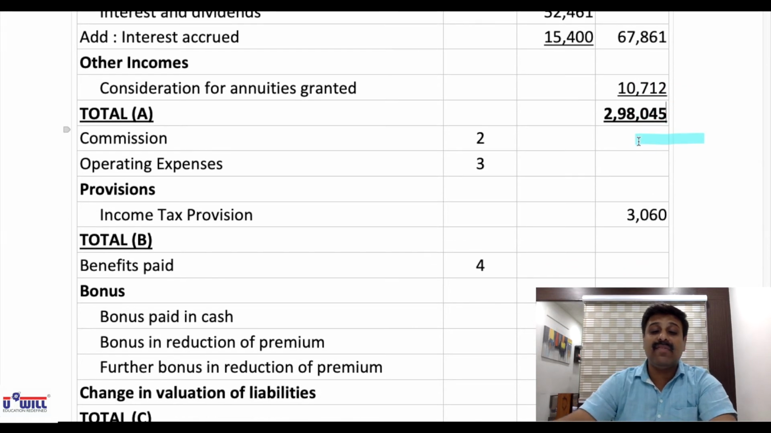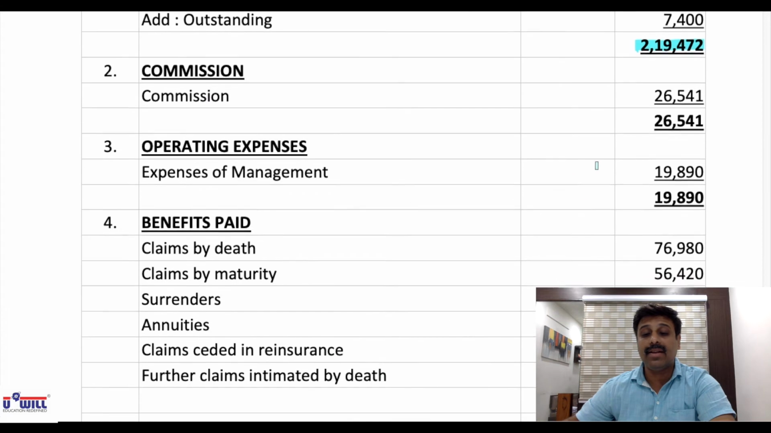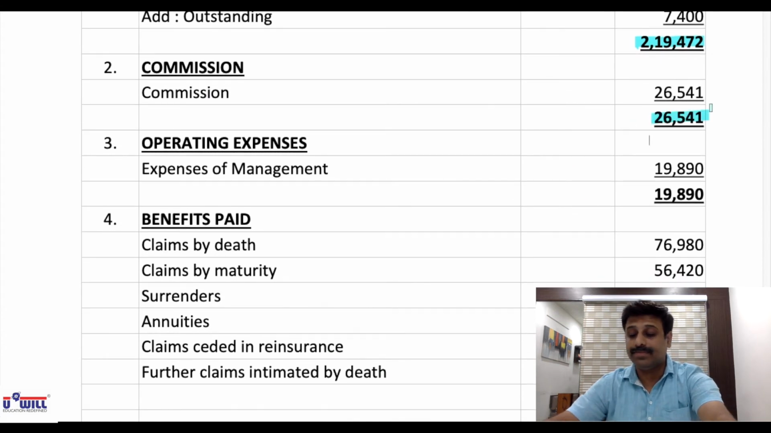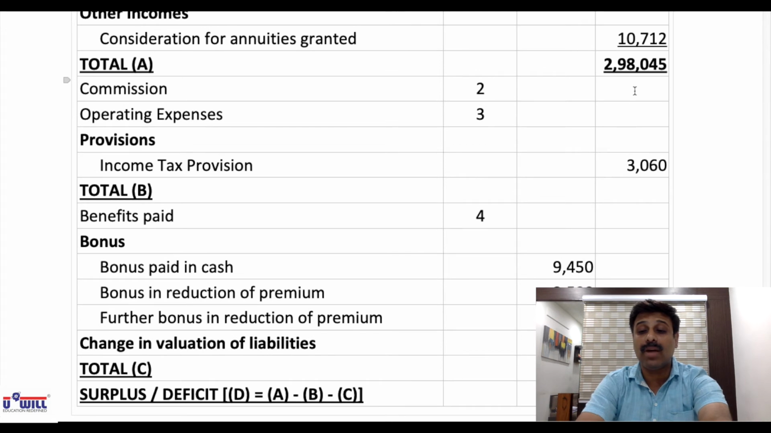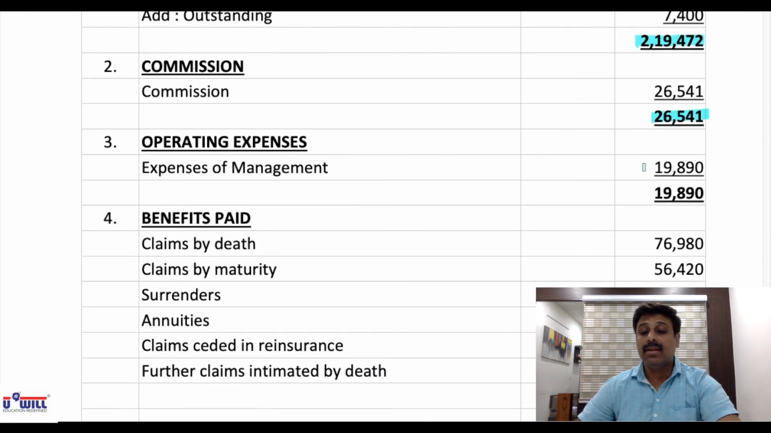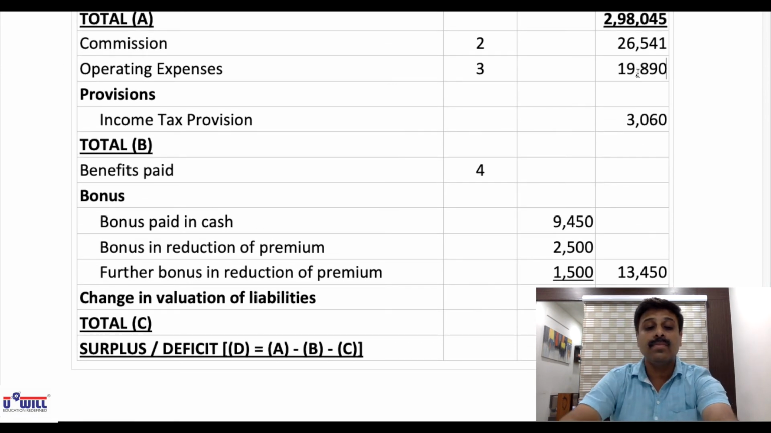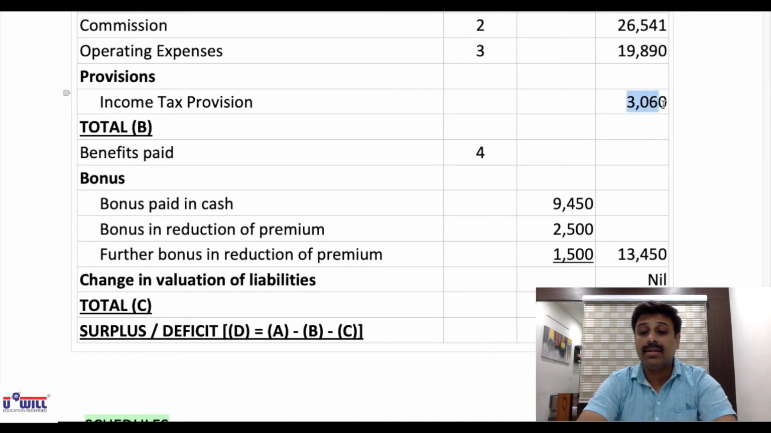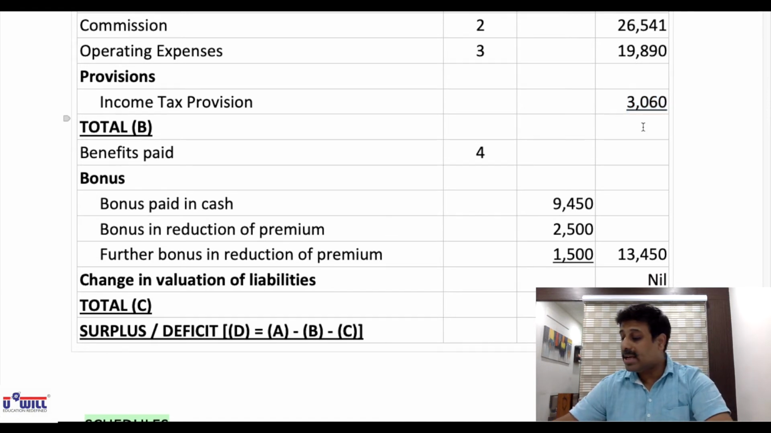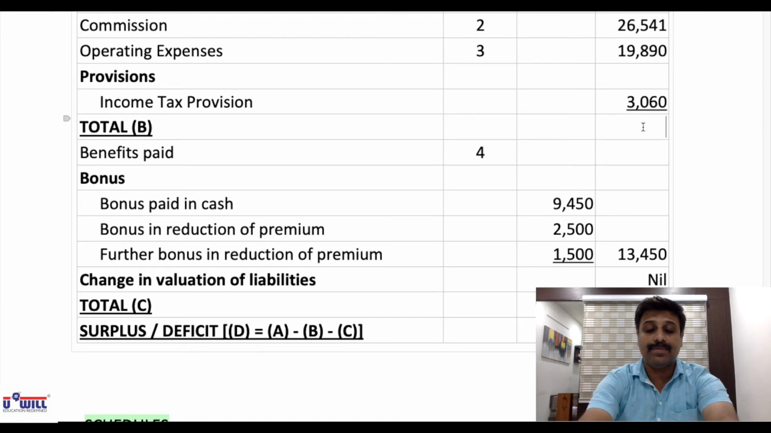Then commission we get from schedule number 2. So look at it everyone, 26541. Write down everyone, commission 26541. Then operating expenses we get in schedule number 3, 19890. So all of you write down operating expenses 19890. Then income tax provision we have already written. So total of B can also be done. Do it everyone. 26541 plus 19890 plus 3060, 49491.